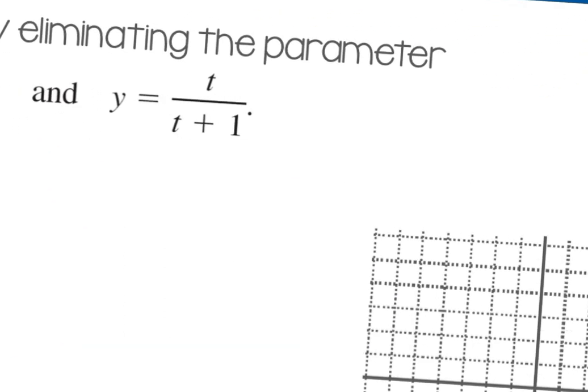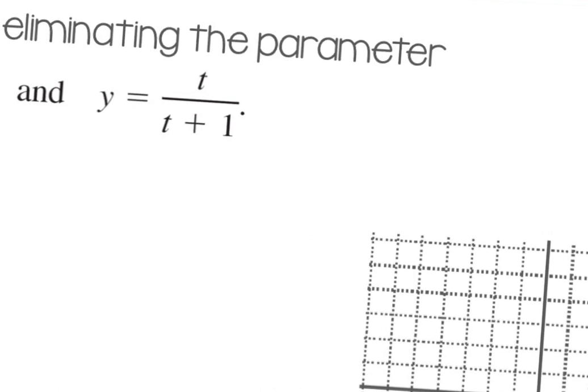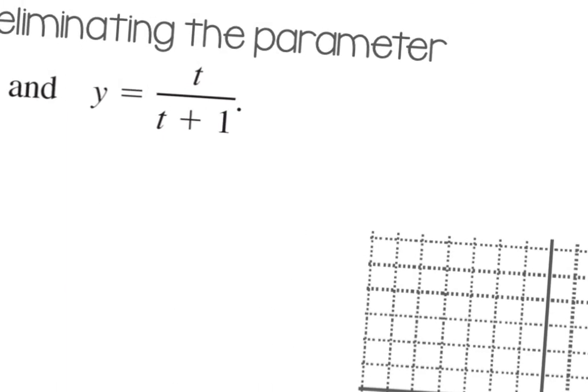Okay, so if I wanted to take the one on the right and isolate the t, first of all, I got to get the t out of the bottom, right? So I would multiply by t plus 1 on both sides. And I get y times t plus 1 equals t.